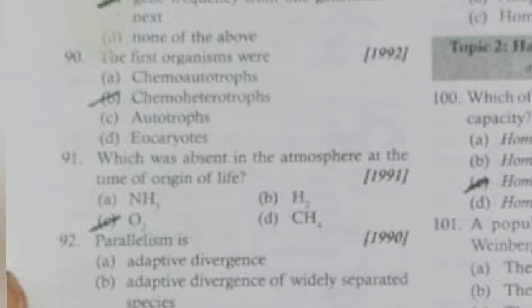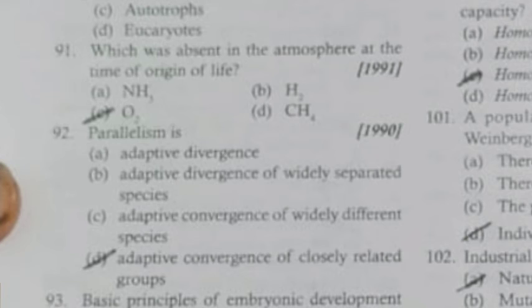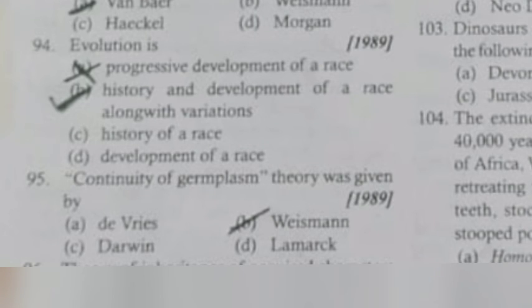And the next one is which was absent in the atmosphere at the time of origin of life. So answer is O2. Next one is parallelism is, answer is adaptive convergence of closely related groups. Next one is evolution is, answer is history and development of a race along with variation. Next one is which of the following had the smallest brain capacity? So we have to remember this, that is Homo habilis.